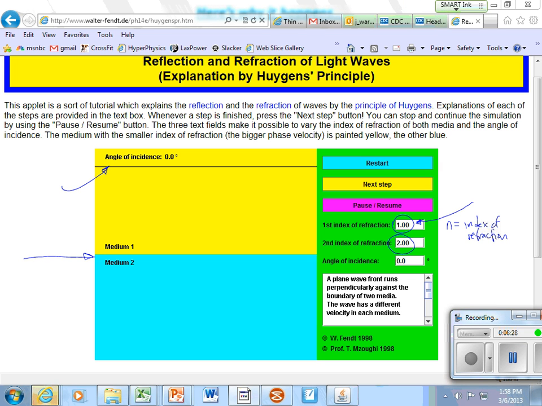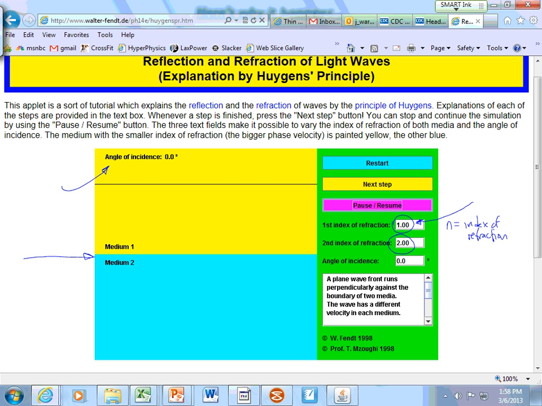This is going to take forever. Resume. It's traveling down here like that. You're going to see two things happen. I hope something happens. Son of a... Next step.